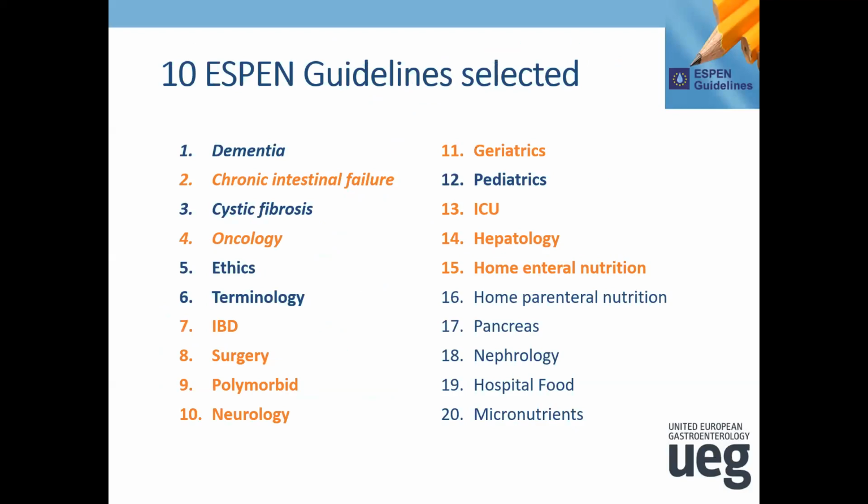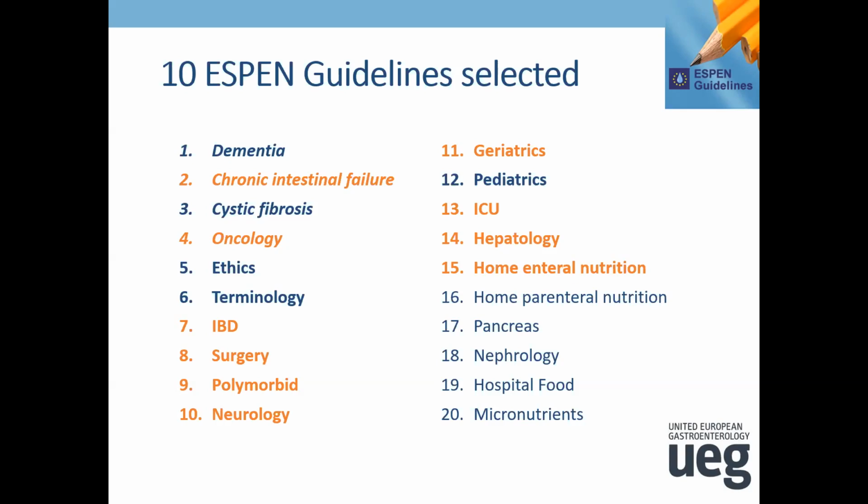So among these 20 guidelines, we selected 10. The reason for selecting these is that we have that cooperation with UEG, and UEG is particularly interested in a number of guidelines, especially guidelines that are somehow related to the gastro, liver, intestinal field. And these guidelines we selected together with UEG. Among the 20 are the 10 in red or orange color you can see.